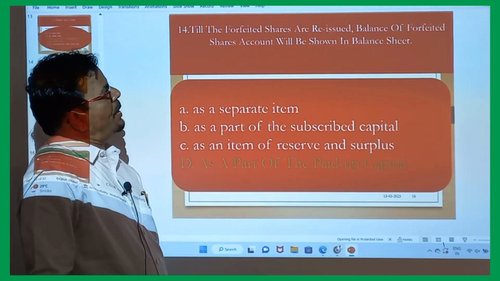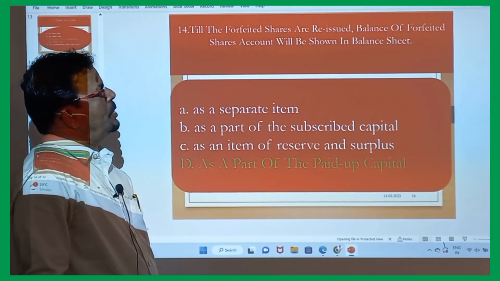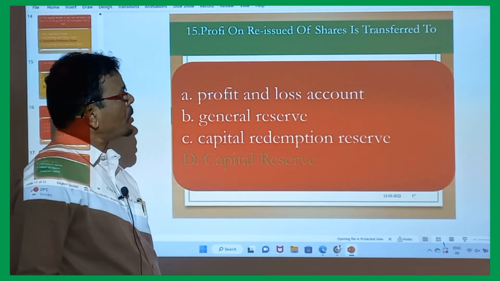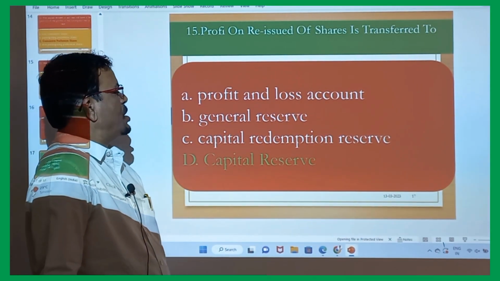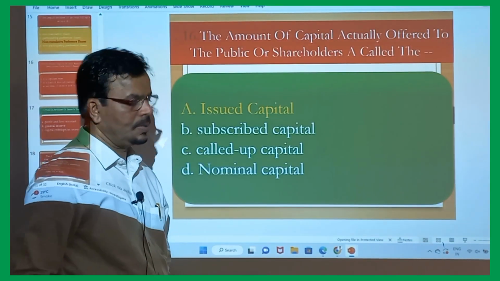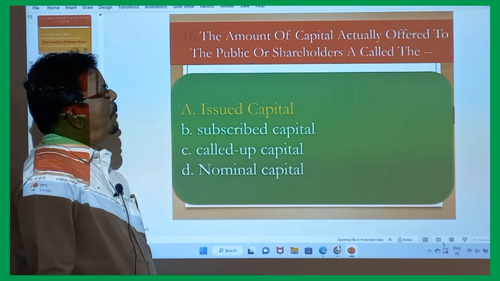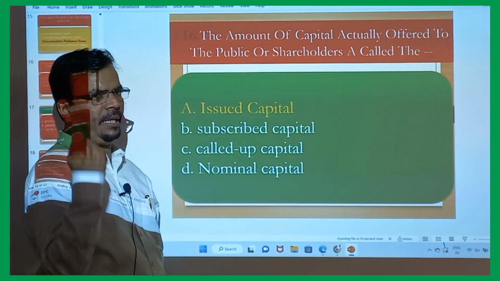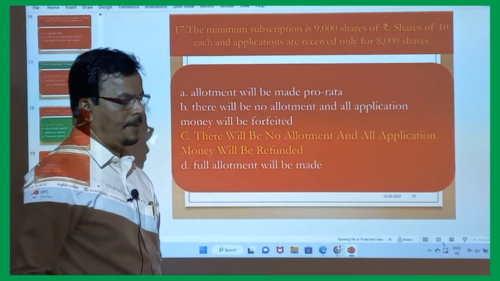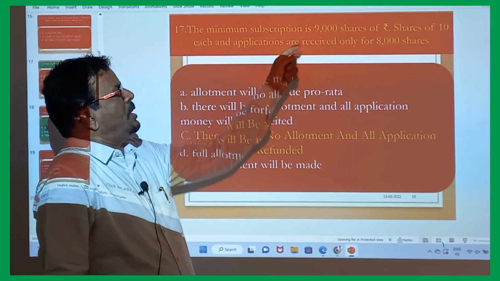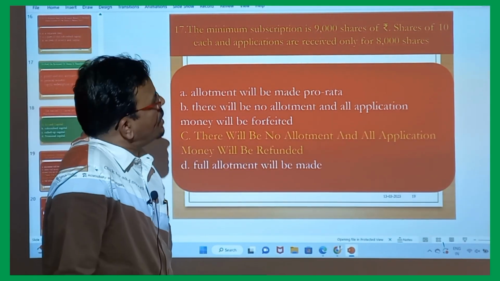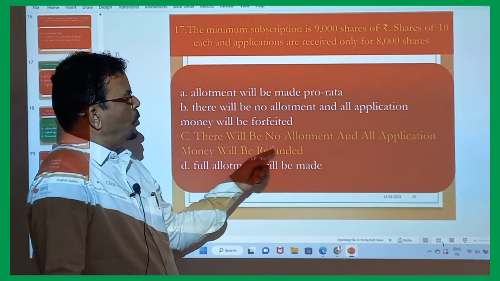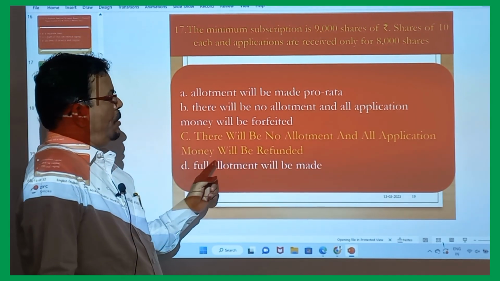Till the forfeited shares are reissued, the balance of forfeited shares account will be shown in the balance sheet as a part of the paid-up capital. Profit on reissue of shares is transferred to capital reserve account. The amount of capital actually offered to the public or shareholders is called issue capital. What do we call what we are offering to the public? Issue capital. The minimum subscription is 9,000 shares of rupees 10 each. Applications are received for only 8,000 shares. There will be no allotment and the application money will be refunded.